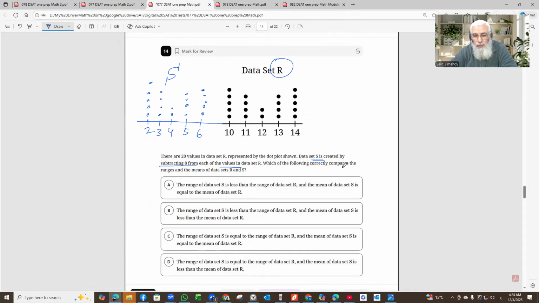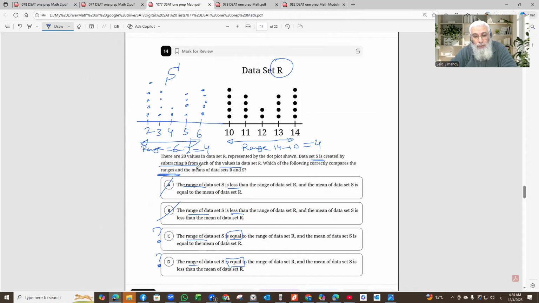Now, which of the following correctly compares the ranges? The range is the same because range is always the difference between greatest and least. 6 minus 2 is 4. And here the range, the difference between greatest and least, 14 minus 10 is 4. So the ranges are equal. So range is less than is not correct. Range is equal, this might be correct.